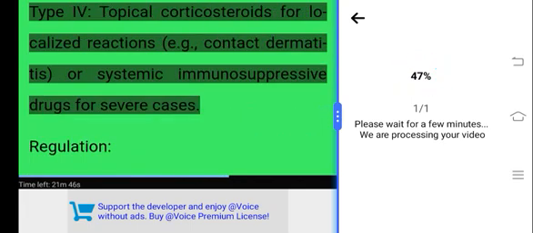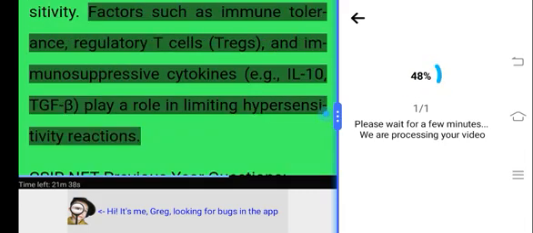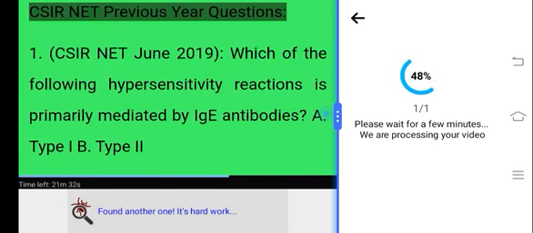Type 4: topical corticosteroids for localized reactions, e.g., contact dermatitis, or systemic immunosuppressive drugs for severe cases. Regulation. Proper regulation of the immune response is crucial in preventing hypersensitivity. Factors such as immune tolerance, regulatory T cells (TREGs), and immunosuppressive cytokines, e.g., IL-10, TGF-beta, play a role in limiting hypersensitivity reactions.